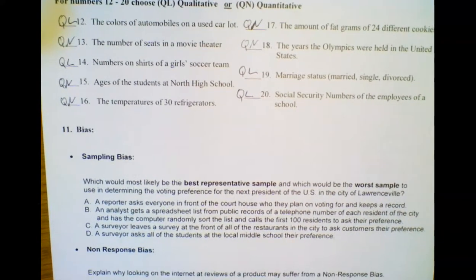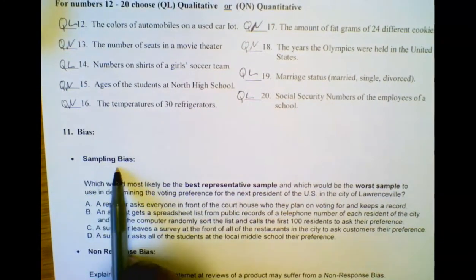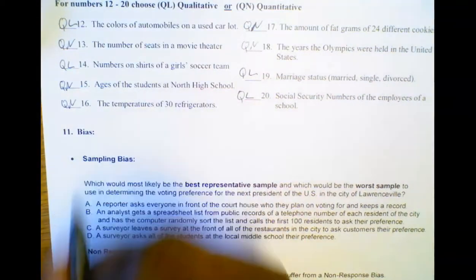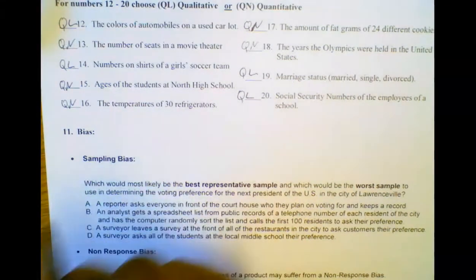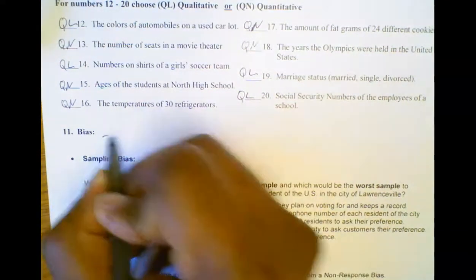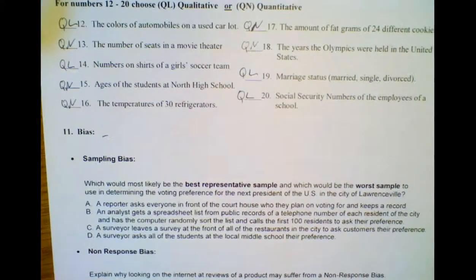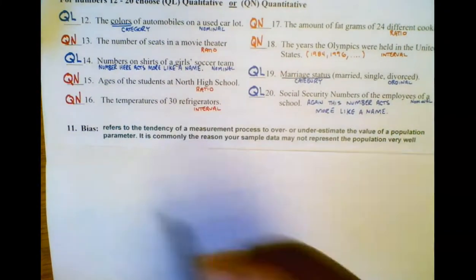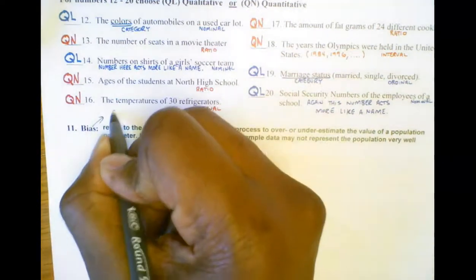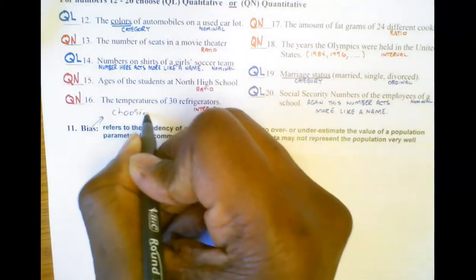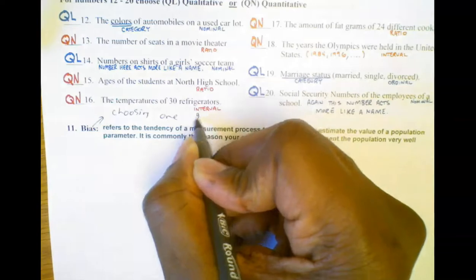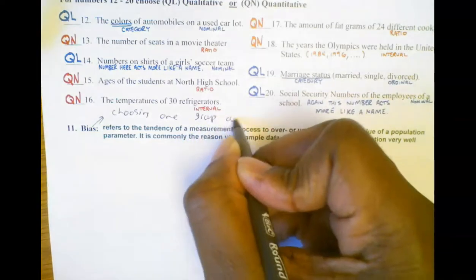All right. Last thing is this. We're talking about bias and sample bias. Basically, bias refers to the tendency of choosing one over another. In short, this is what it is. So in short, bias means choosing one group over another.